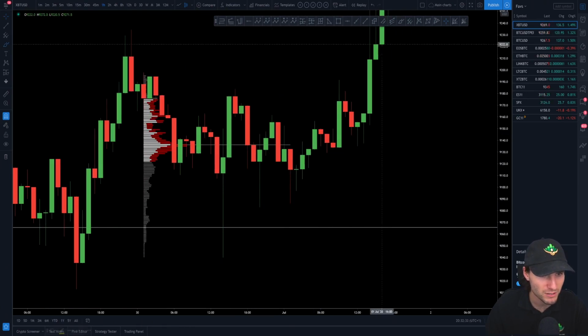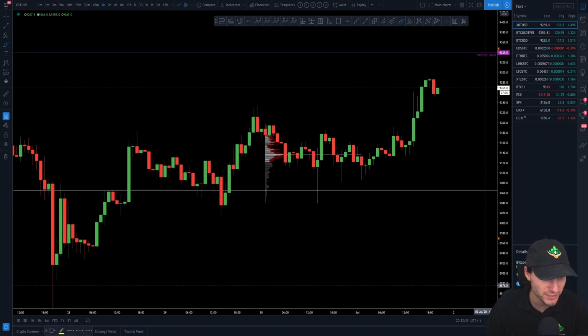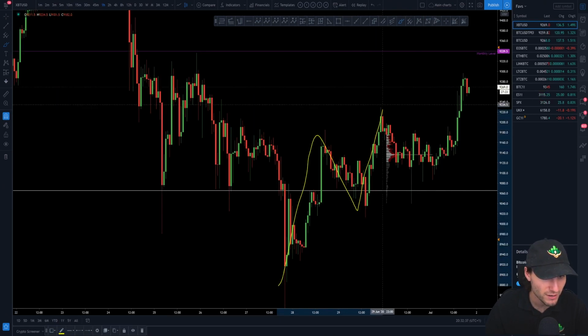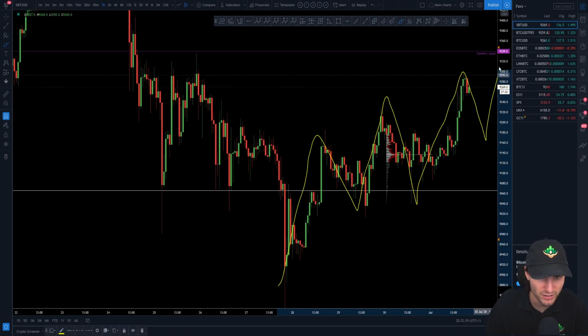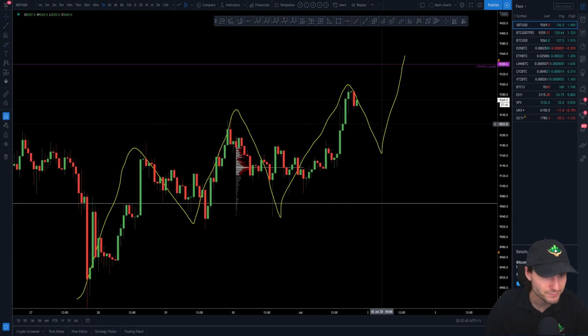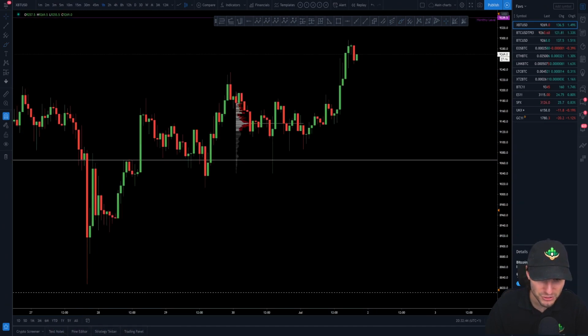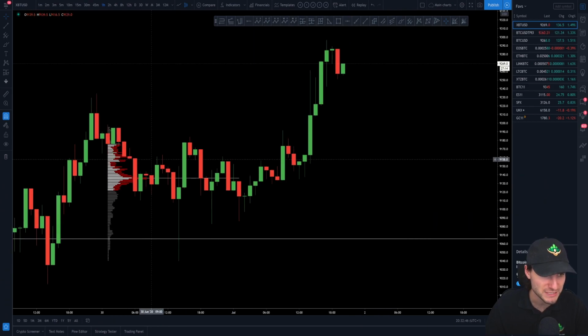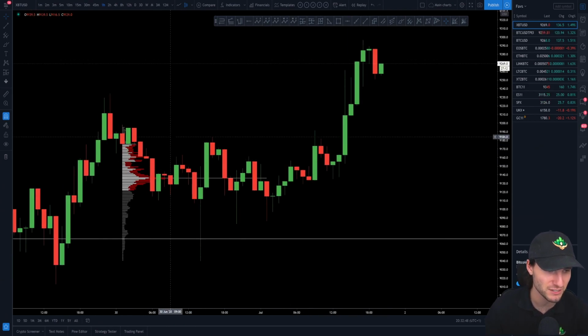With the market structure here, it has actually been going pretty nicely, we have to admit, because it has been making higher highs and higher lows. Here's another higher high. So that's how you do it manually in TradingView.